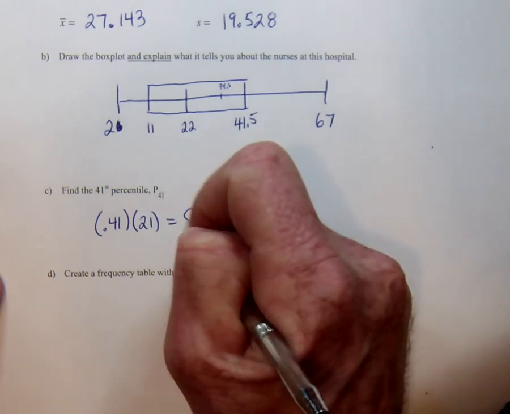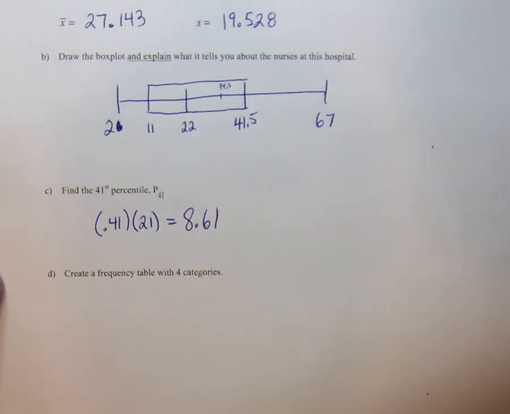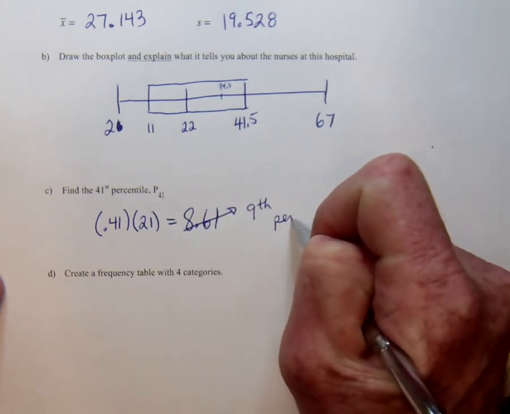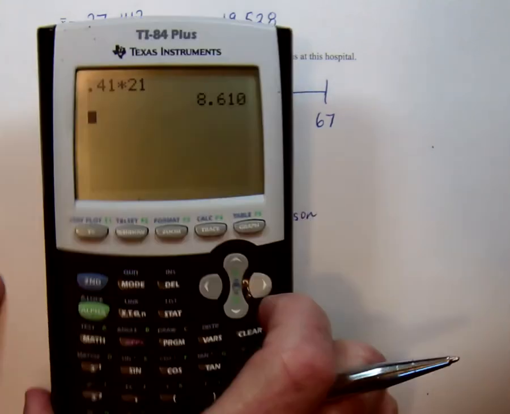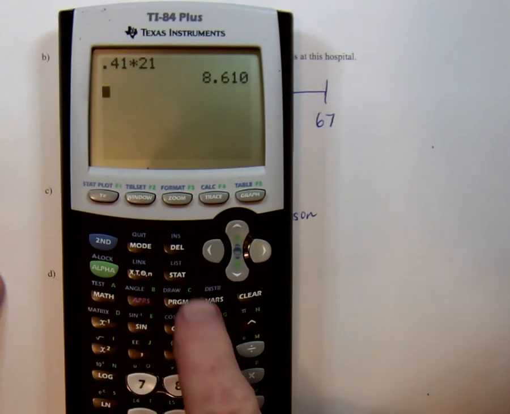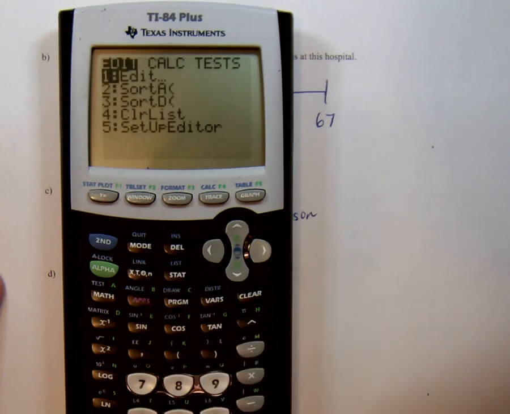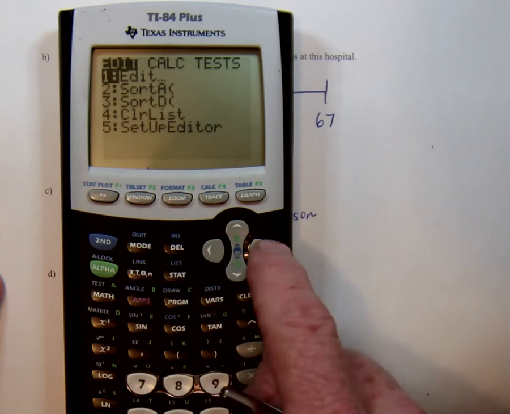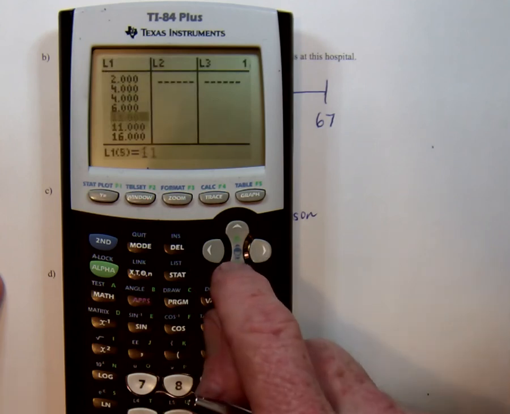So 8.61. So that's saying put the numbers in order, go through them, and find the 8.61 person. Well, there is no such thing, so you have to round this up to the 9th person. And you can even have the calculator put the numbers in order. If you go to Stat and go to the second one, ascending means from smallest to biggest, and then you just have to tell it the list, so put second L1. It's now in order, and now we can easily find the 9th person in the list.